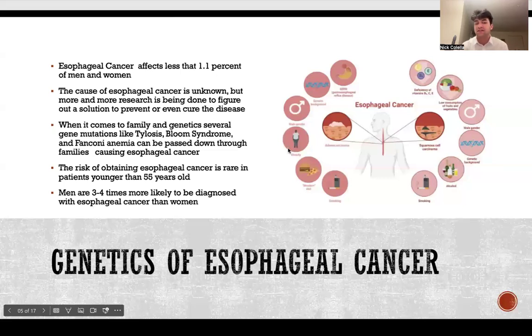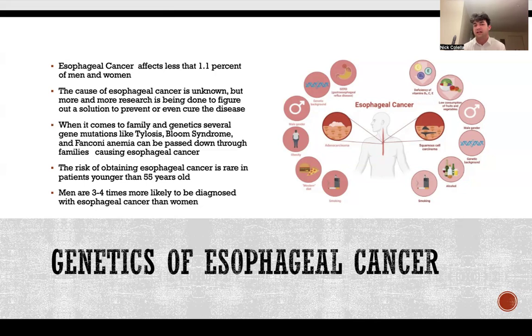The genetics of esophageal cancer: it affects less than 1.1% of men and women. The cause of this cancer is unknown, but more and more research is being done to figure out a cure for the disease, as well as try to prevent it. When it comes to family and genetics, several gene mutations like tylosis, Bloom syndrome, and Fanconi anemia can be passed down through families, causing esophageal cancer.